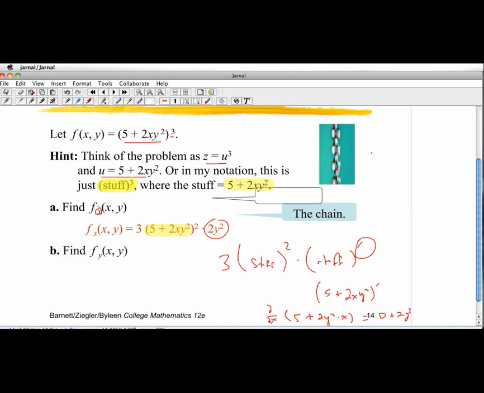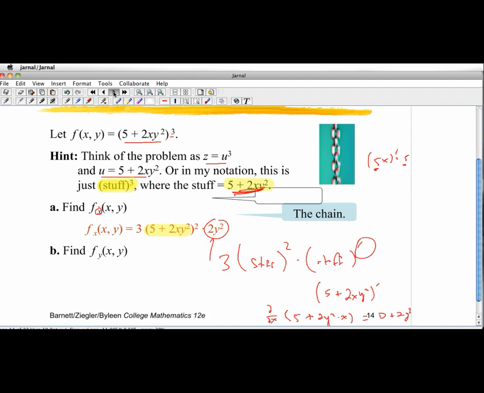Just like if we had the derivative of 5x, we would get 5. Whatever number is sitting there, that's the derivative of the number times x. So that's where this 2y squared comes from. That's the derivative of the stuff with respect to x.